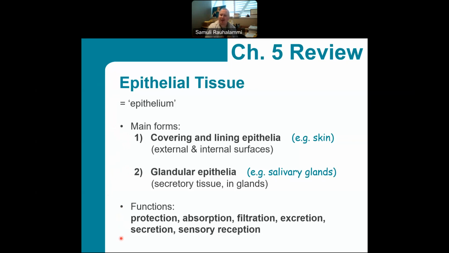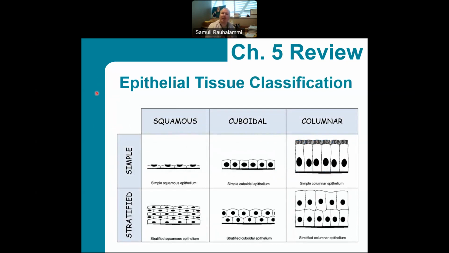If we look at the functions of epithelial tissue collectively on a high level, they are responsible for protecting your body and for processes where we move materials across these membranes: absorption, filtration, excretion, secretion. We also often find epithelial tissues important in sensory reception, so sense structures that we find, for example, on the skin for touch, pain, temperature, and so on. Epithelial tissues can be classified in two main ways.